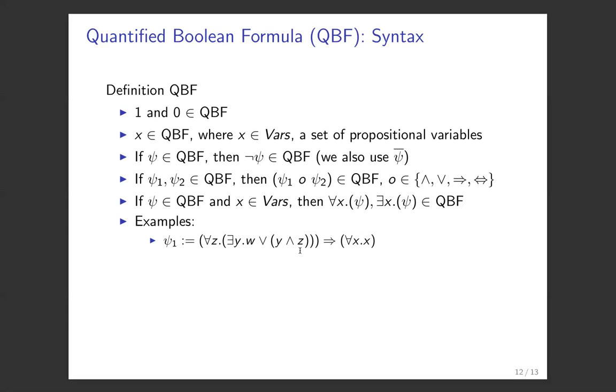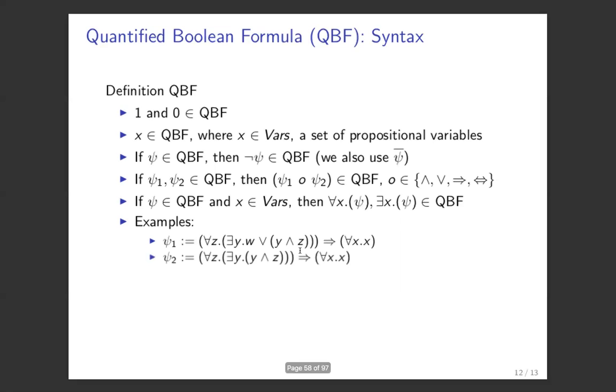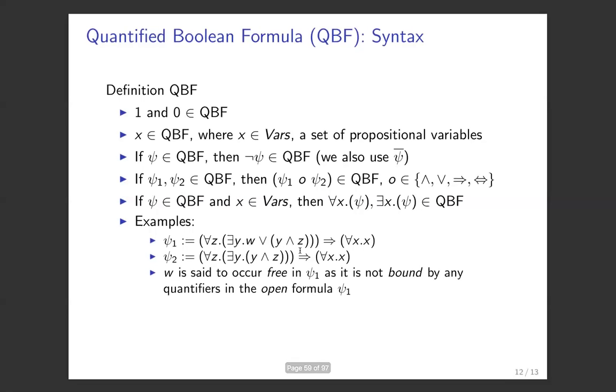So for example, you can nest quantifiers and combine them. These are some examples of quantified Boolean formulas. This is just a fragment of your full first order predicate calculus, where the variables are propositional variables, meaning they range over sets that contain 1 and 0.